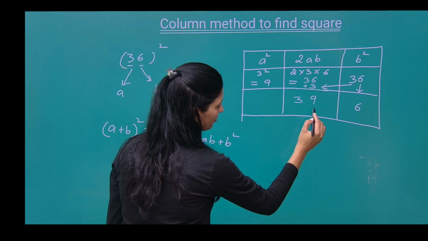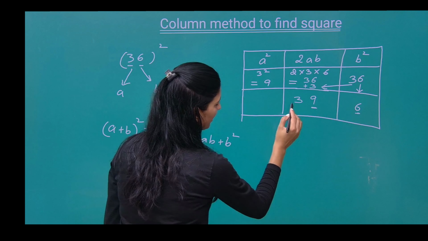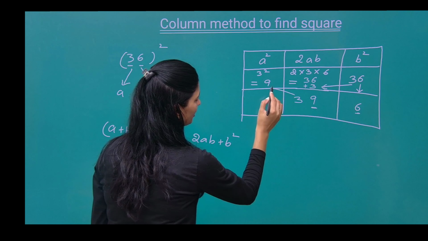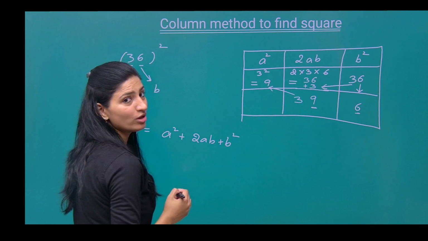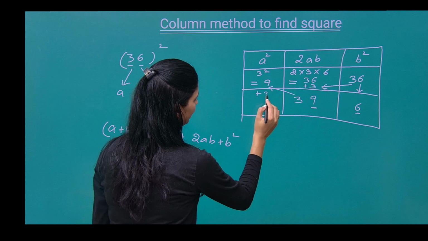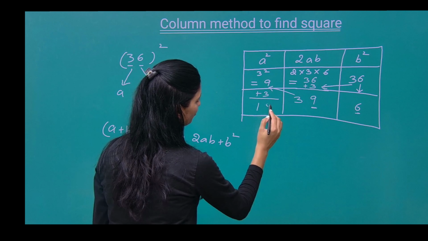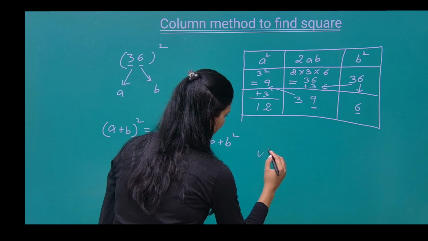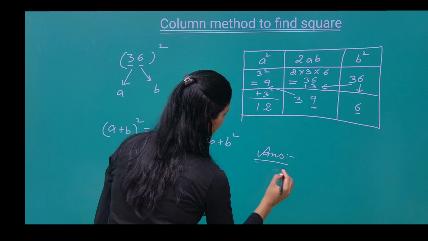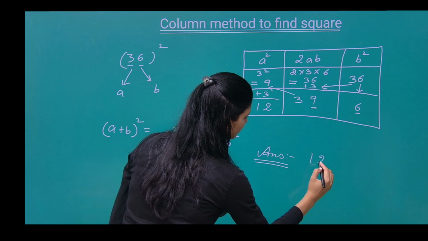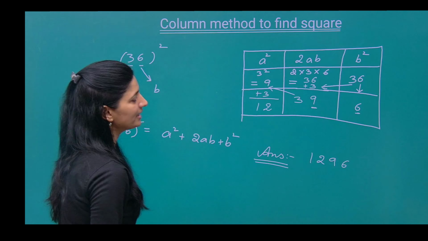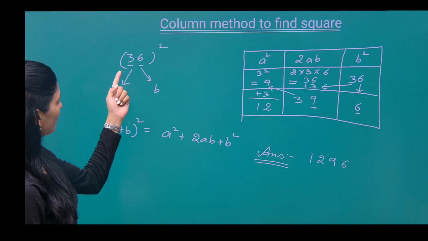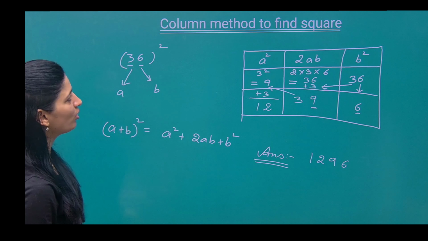Again, in the second column also, we can keep 9. But we have to pass this 3 to the last column. In the last column, we already have 9. So we will add this 3 to 9 and we get 12. So our final answer is 1, 2, 9 and 6. This is how we find the square of any 2-digit number using the column method.